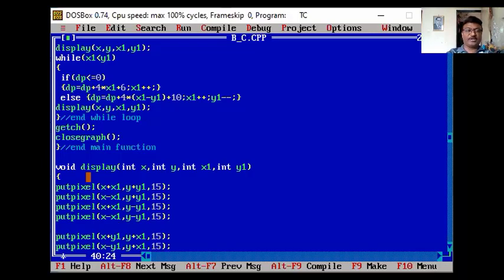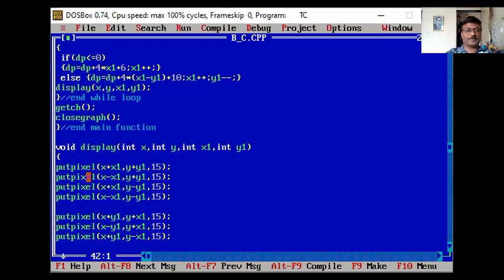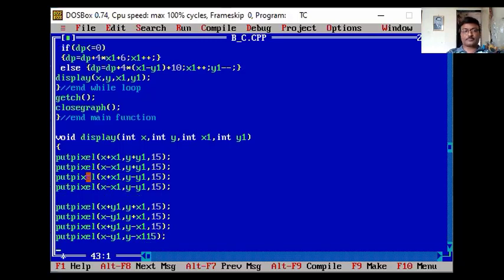This same thing you already used in the DDA circle drawing algorithm, and I am repeating it over here. Okay, y minus x1, 15. And the last one, putpixel, that is x minus y1 and y minus x1, with 15 as the color. So I have called it 8 times, and that becomes my 8-way symmetry. Okay, so here I need a comma. This is my 8-way symmetry.